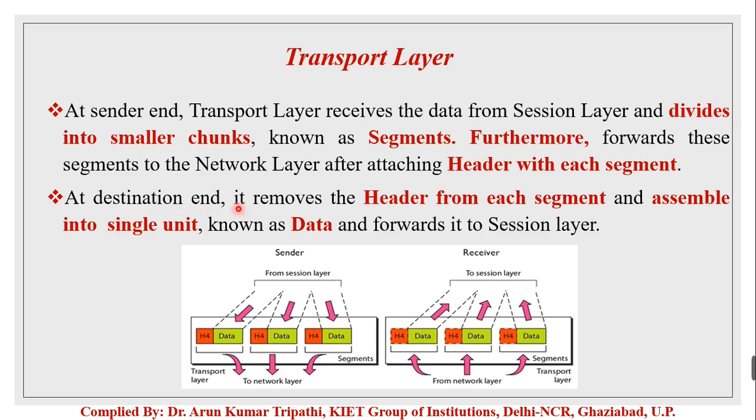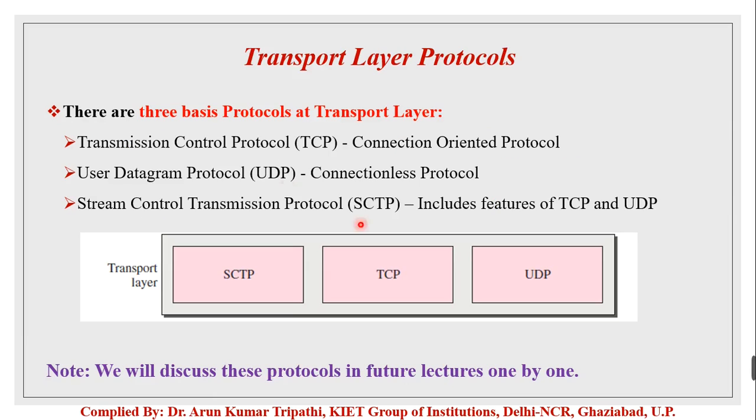At destination end, it removes the header from each segment and assembles them into a single unit. That is known as the data and is forwarded to the session layer. As depicted in the figure, at receiver end, the header part is removed and the data is combined into a single unit and forwarded to the session layer.